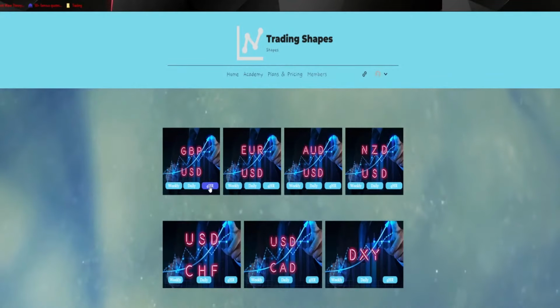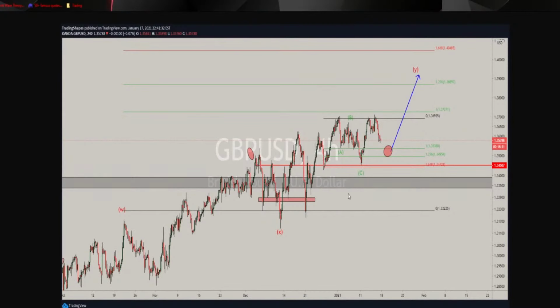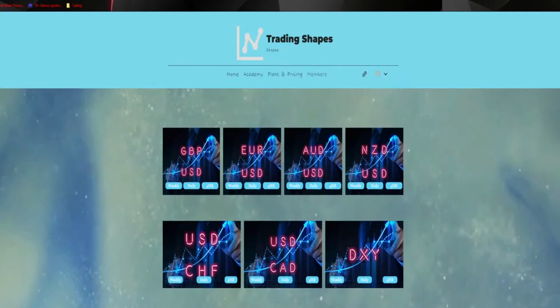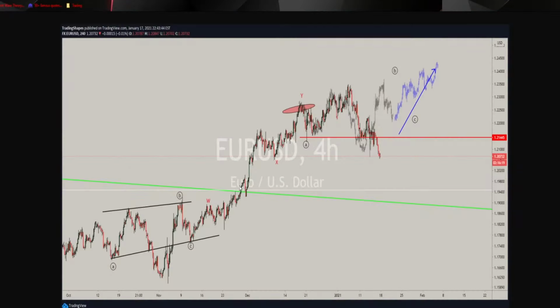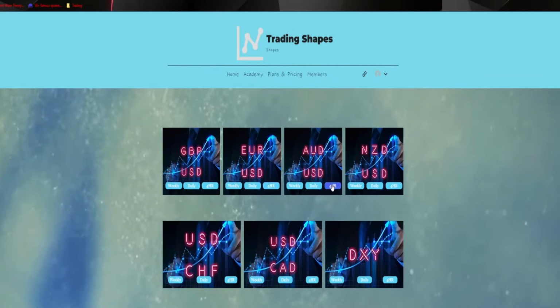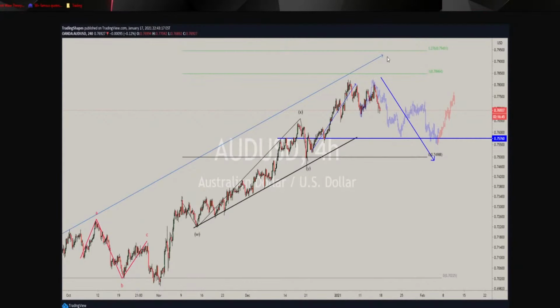For example, we'll cover the examples like this is GU. We were expecting a bounce from here, and that's what happened. And let's go over the euro. The same concept, a bounce. One more. Aussie, we're expecting a down move, a bounce, and continuation for the down move. It's like in a correction, as we explained on our weekly analysis.